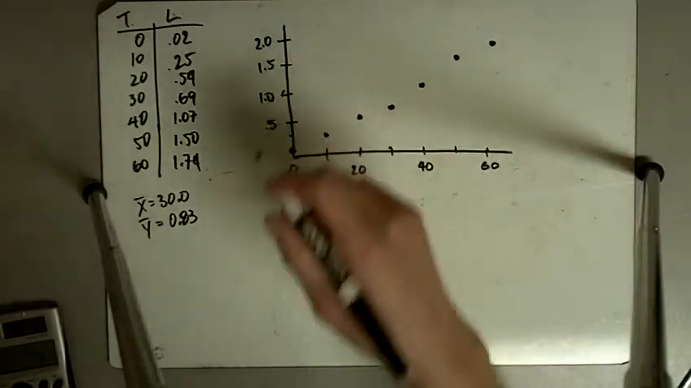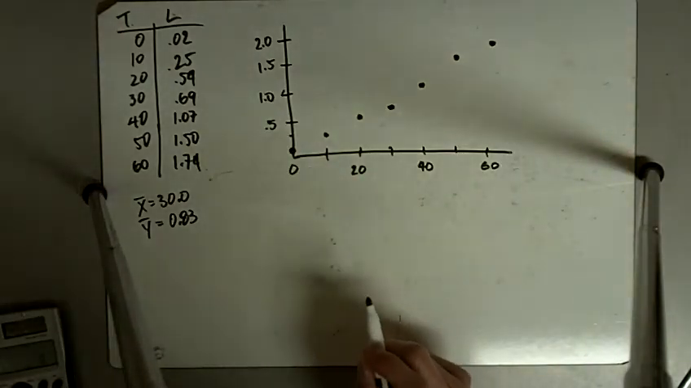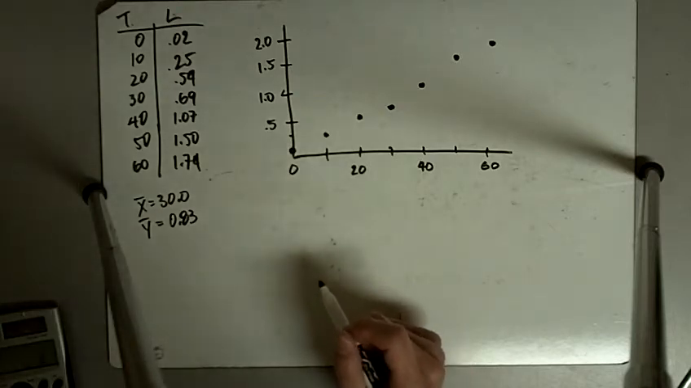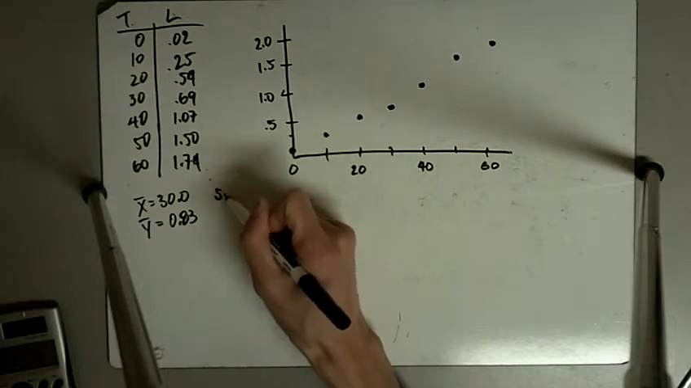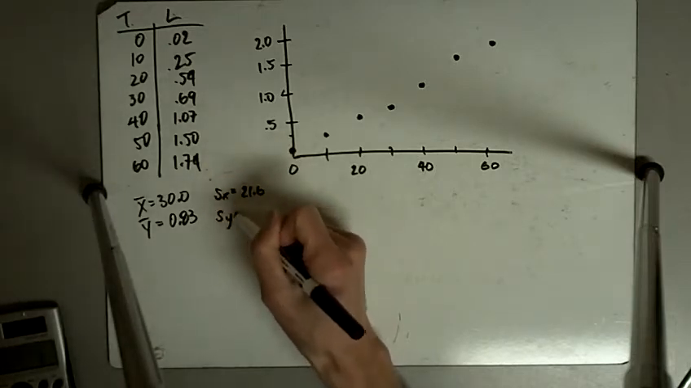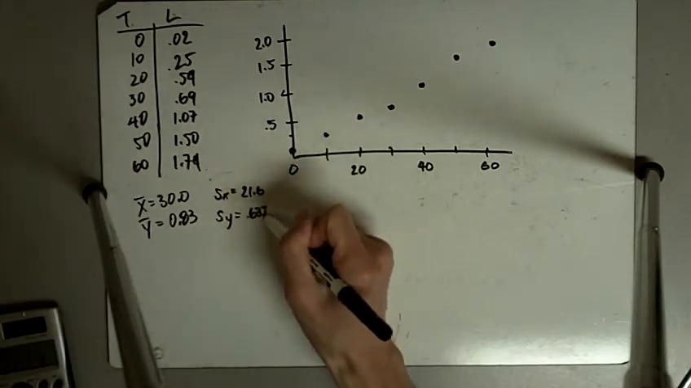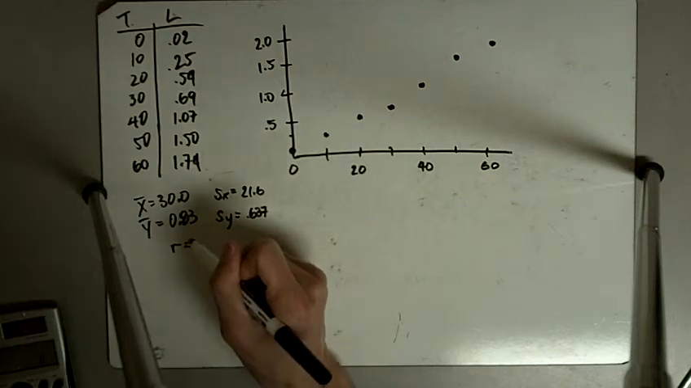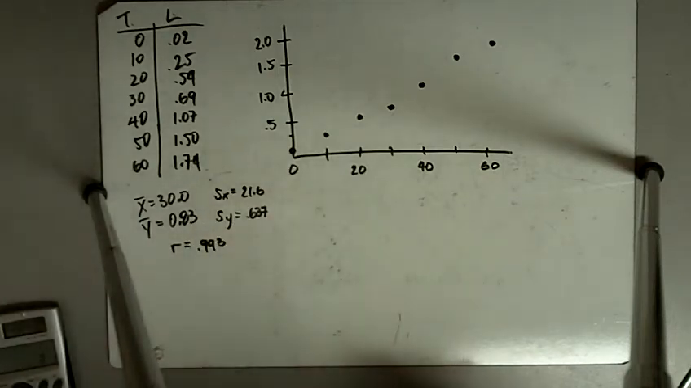These are just rough plots here. If I had graph paper, I could make a better show here. And then here I've got the mean of x and the mean of y. Standard deviation of x is 21.6. Standard deviation of y is 0.637. And our correlation coefficient is 0.993. So very high correlation there.